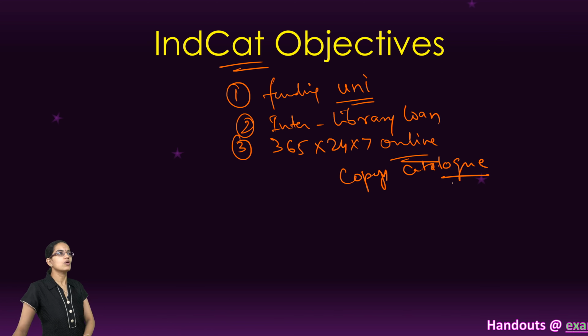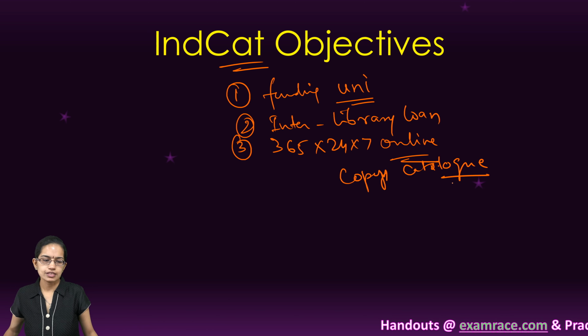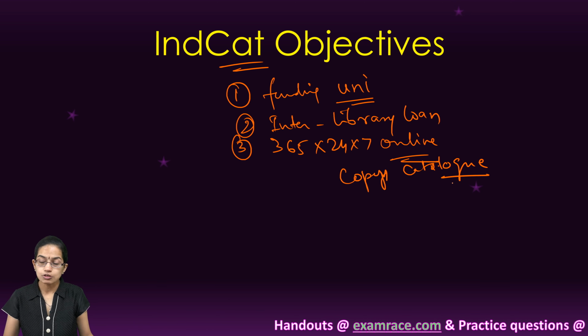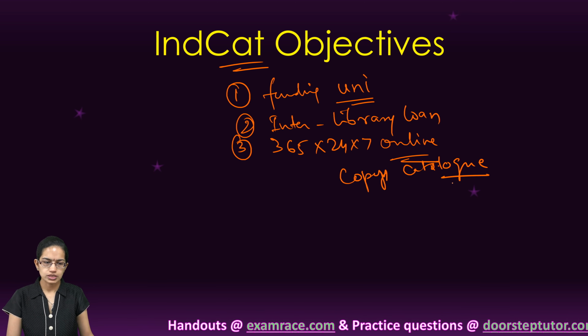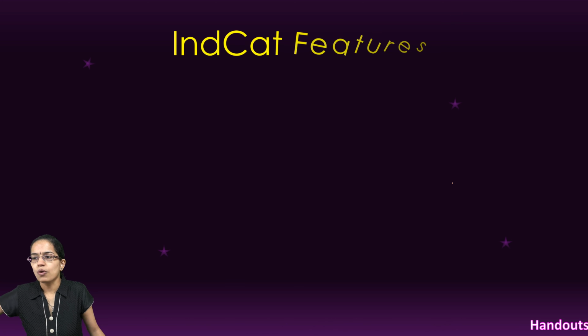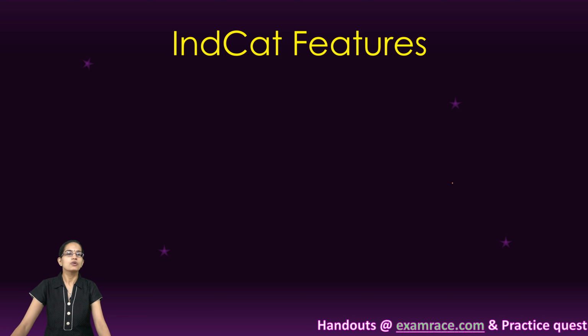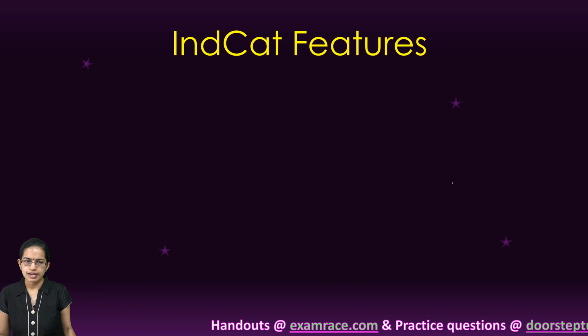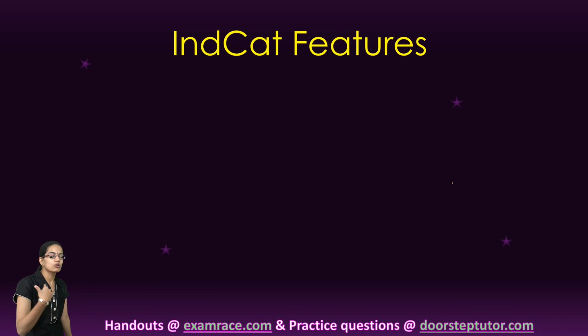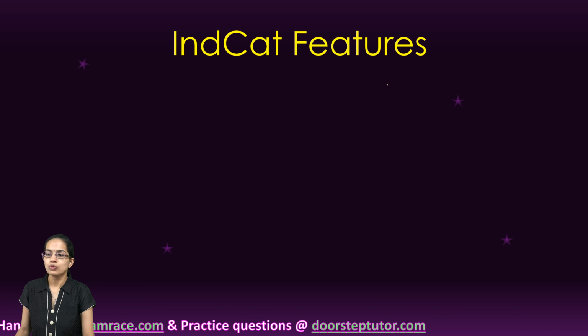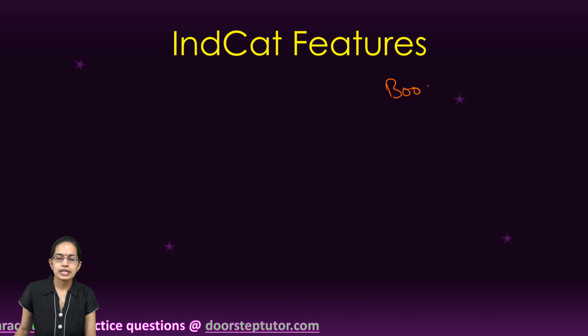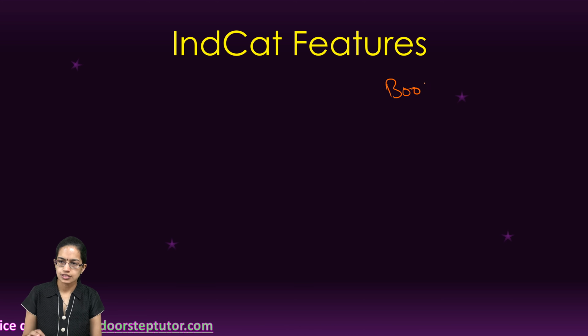And also, among the user communities, it promotes the use of union catalogs. Some of the most important features that we talk about in IndCat are simple and advanced search that could be done on its platform. Those searches are done using simple Boolean operators. Also, it is an index-based search.